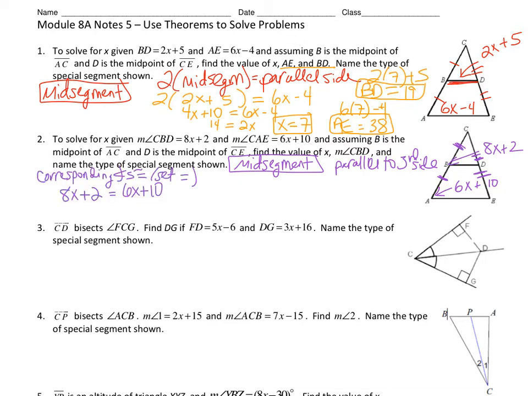Because they're congruent, we need to set them equal to each other. So we've got 8x plus 2 equals 6x plus 10. If we subtract the 6x over, we have a 2x on the left. If we subtract our 2 to the right, that gives us an 8 on the other side, so x will equal 4. Now we need to find the value of angle CBD. Since CBD is 8x plus 2, we have 8 times 4 plus 2, so 32 plus 2. That would give us 34 degrees.